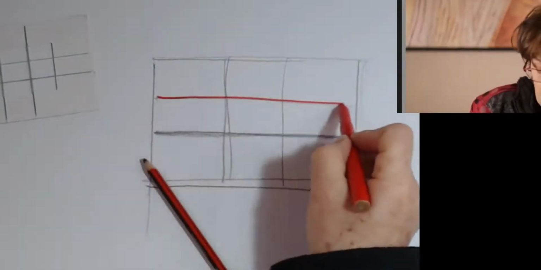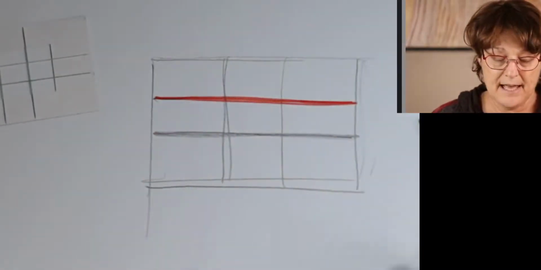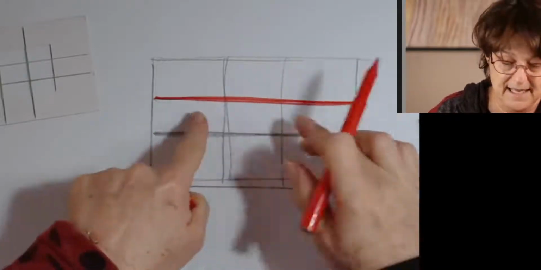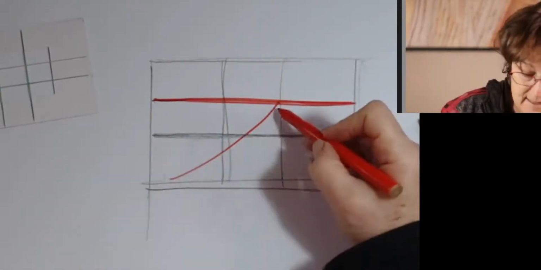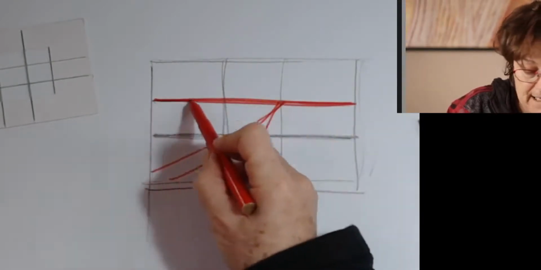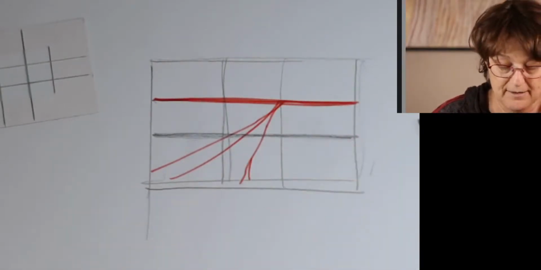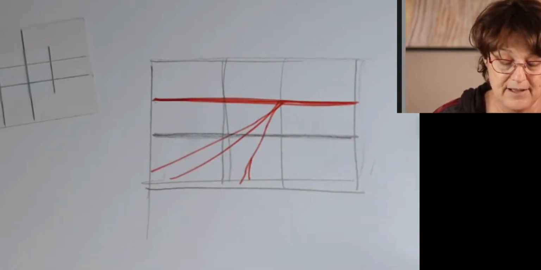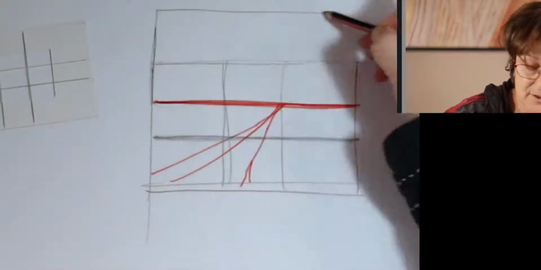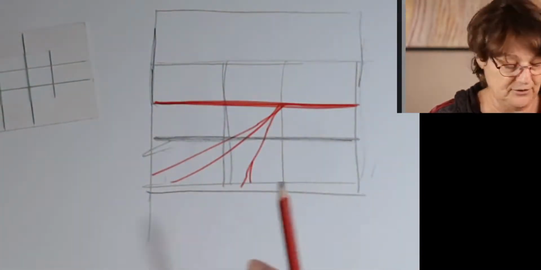the top third line. So if I'm doing a landscape and I have an interesting land mass here and lots of things happening, then I would probably put my horizon line on the upper two-thirds. However, if I have a very interesting sky, and I'm actually going to extend that, and then I'm going to block this out.